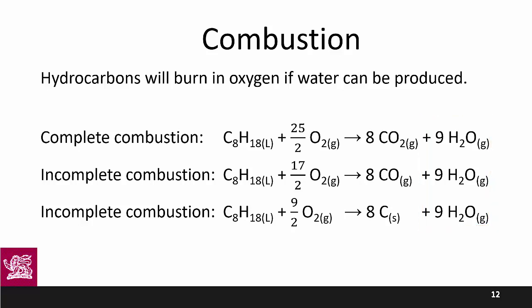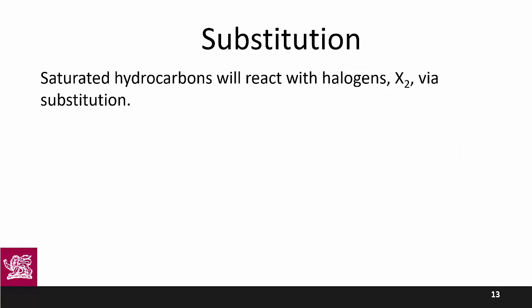Combustion is prevented. The next type of reaction that we looked at is substitution reactions. Now, saturated hydrocarbons, which means that they have no double bonds, will react with halogens with the general formula of X2. The X here stands for either F, Cl, Br, or I, but it's written as an X. X always indicates a halogen. This reaction occurs via substitution.